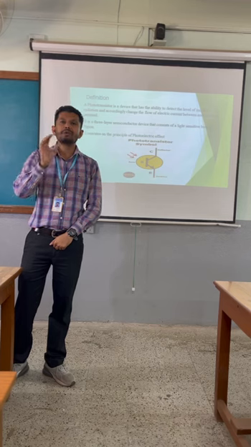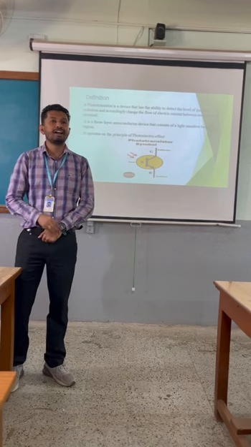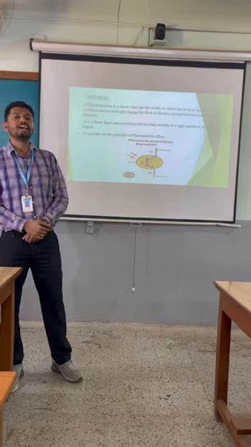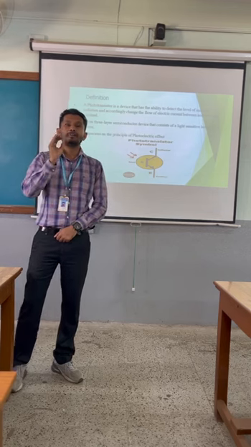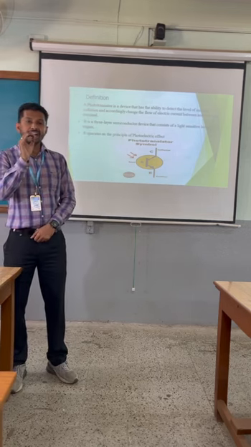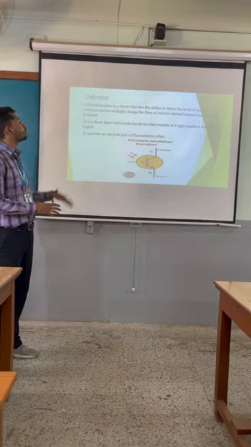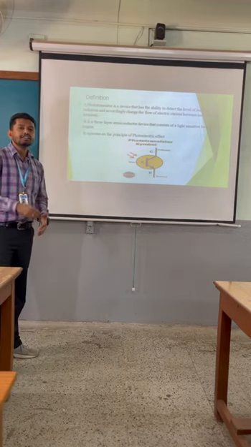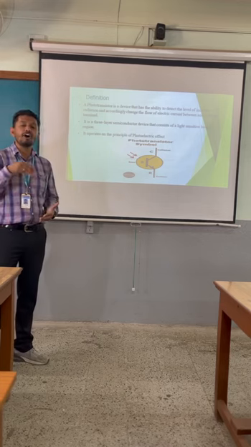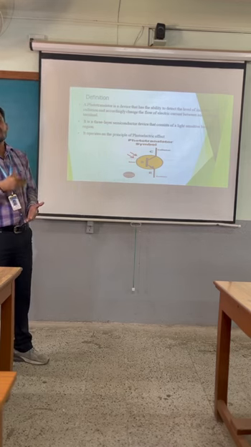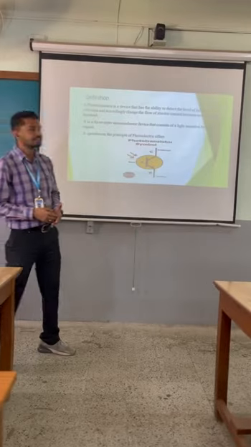First of all, what is meant by phototransistor? Photo means light. Transistor means a three-layer device: there is an emitter, base, and collector. Then the light energy is converted into electrical energy. This is called the phototransistor. When light is incident on the base region, this is called a phototransistor.